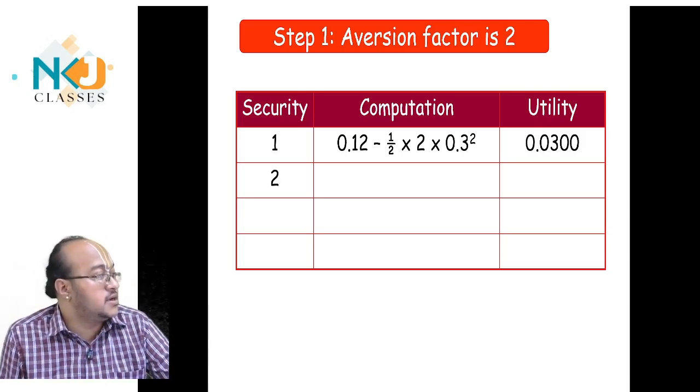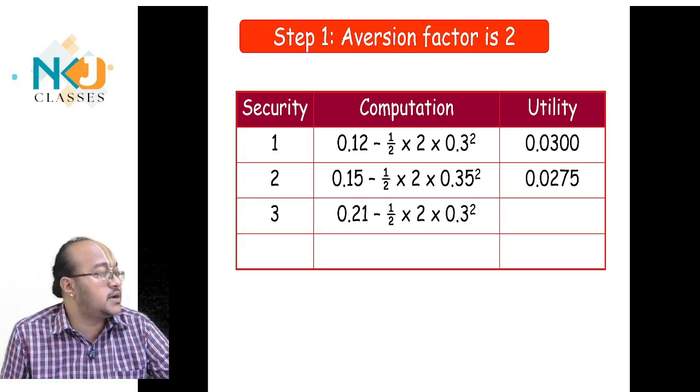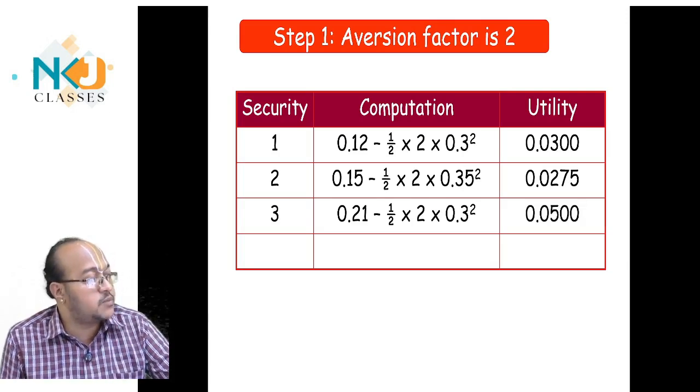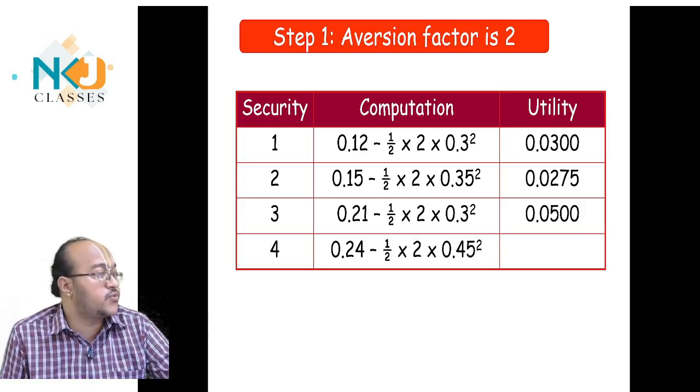0.0300. Second, 0.15 into half into 2 into 0.35 the whole square. Utility is 0.0275. Third security, 0.21 minus half into aversion factor into sigma square. Okay, how much you get? 0.0500. Fourth security, the risk is 24%.